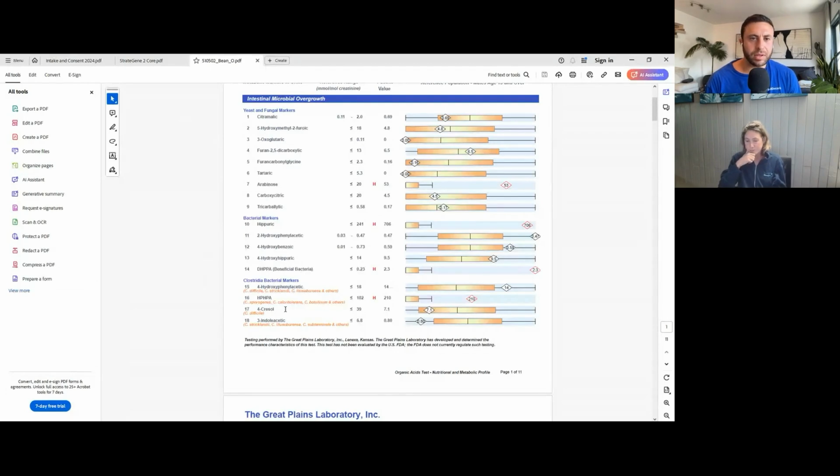I have a question about HPHPA. So it says C. sporogenes. One of the things there, C. sporogenes is one of the bacteria that I read helps increase food tolerance and can actually be positive in some ways.